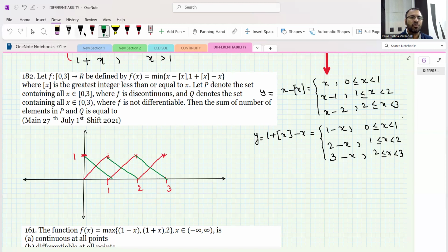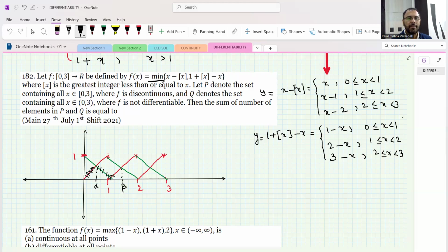Now we would like to locate the minimum of the functions. So this is one point of intersection, say it is alpha, and the minimum is this one. Between alpha and 1, this is the minimum. And assume this is beta.